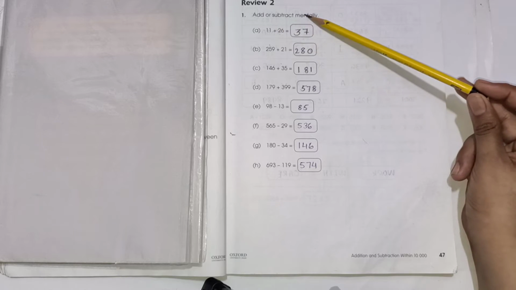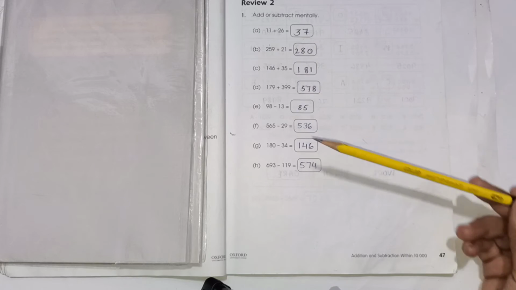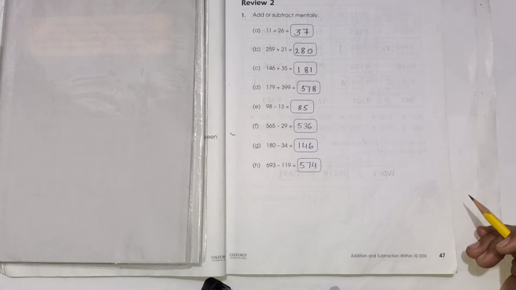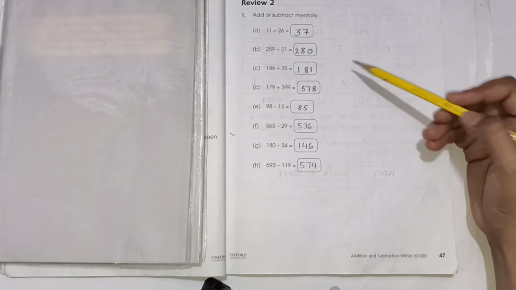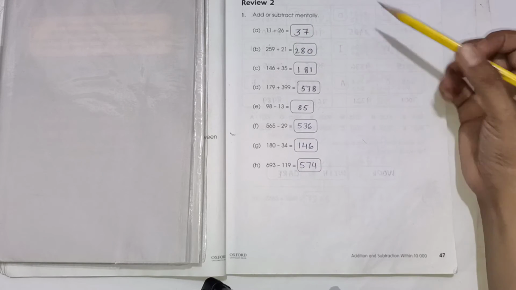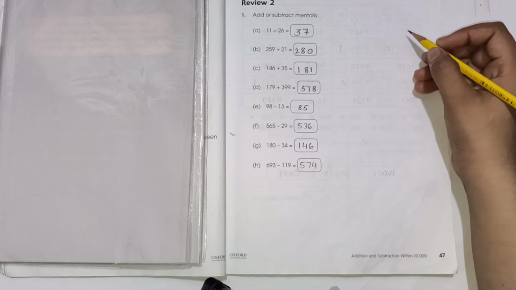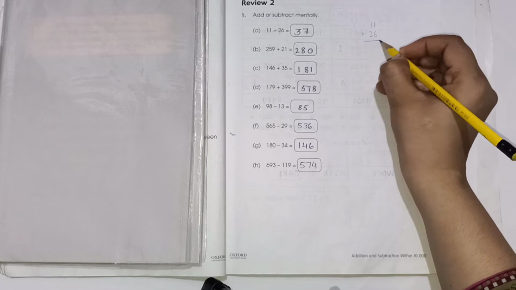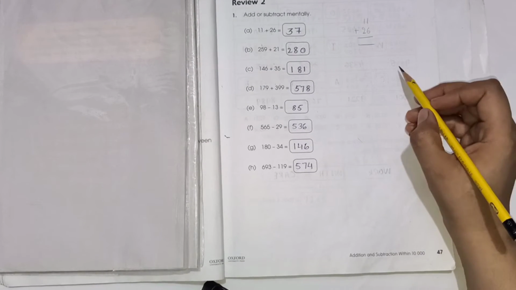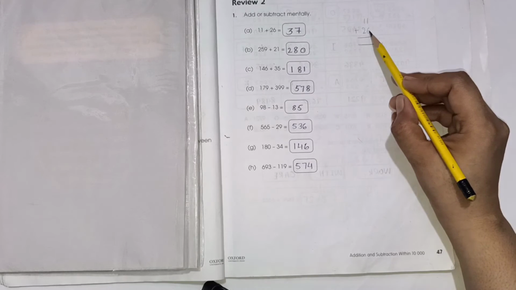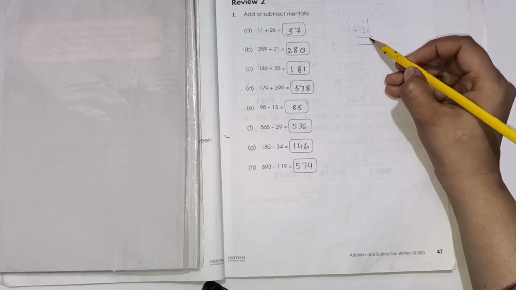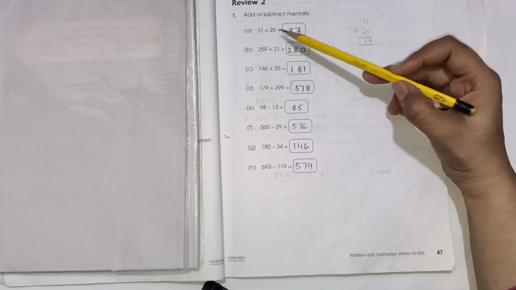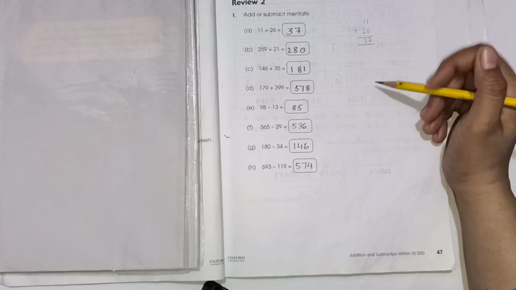Add or subtract mentally. Here you have to add the numbers or subtract the numbers mentally. So here we have the complete space to solve the numbers. So number 1 is 11 plus 26. We just simply have to write 11 and 26. So 11 plus 26 is, 6 plus 1 is 7 and 2 plus 1 is 3. So 11 plus 26 is 37.